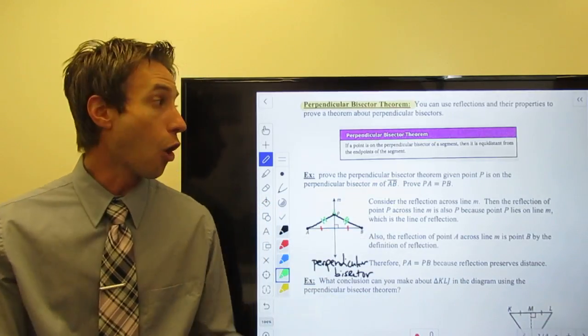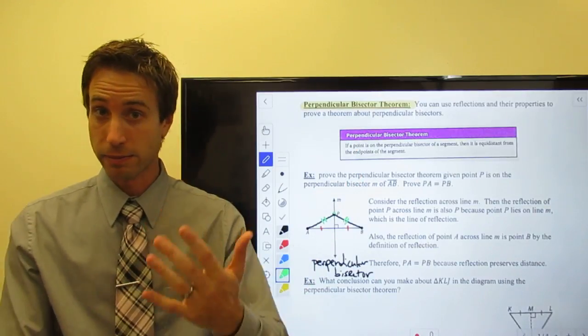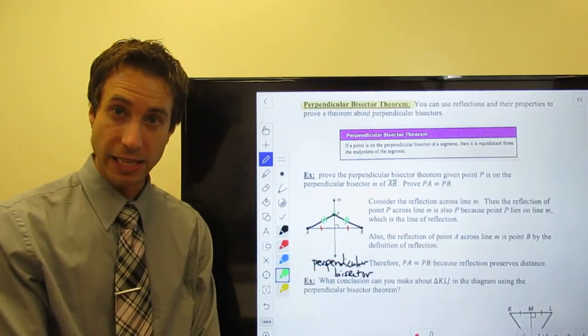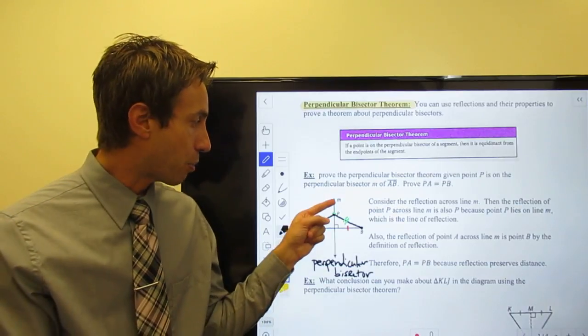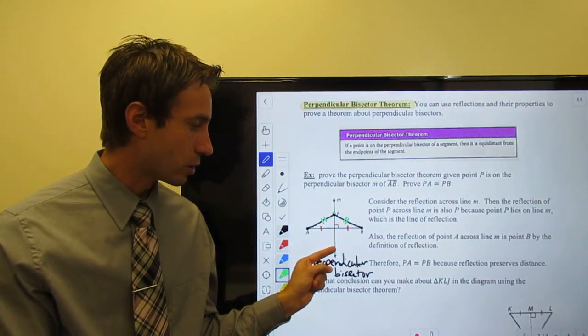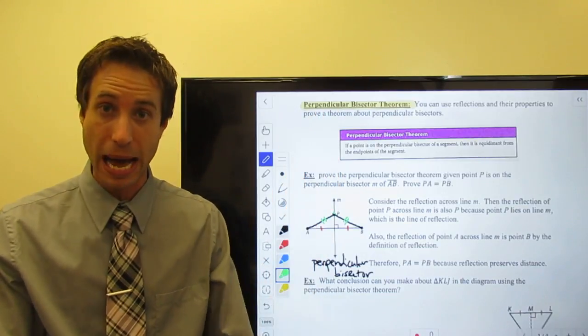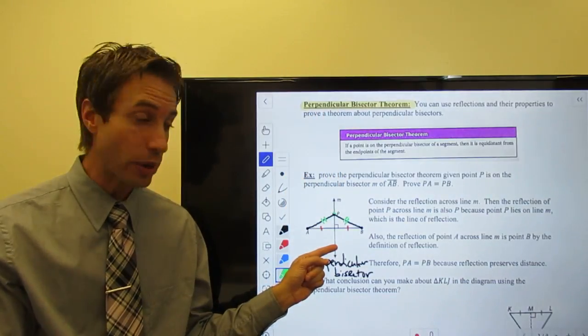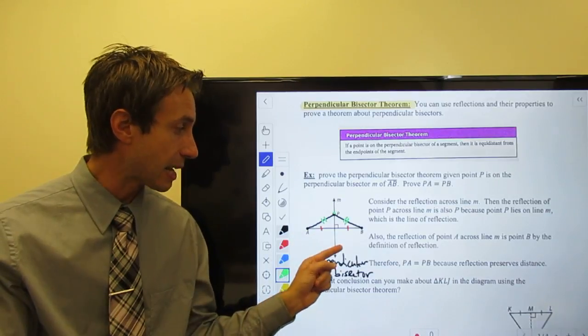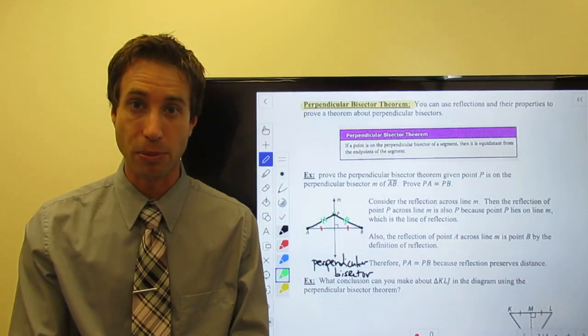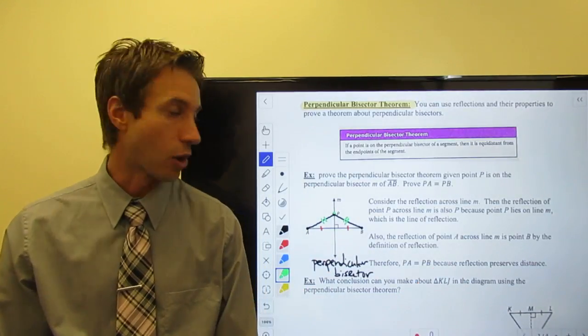That's it, guys. That's all this theorem is saying. If you have a perpendicular bisector, then any point, pick any point you want on the perpendicular bisector. I don't care what point you pick. Pick anyone that makes you happy. That point is going to be equidistant, the same distance from both of the endpoints. Guys, that's all it's saying.